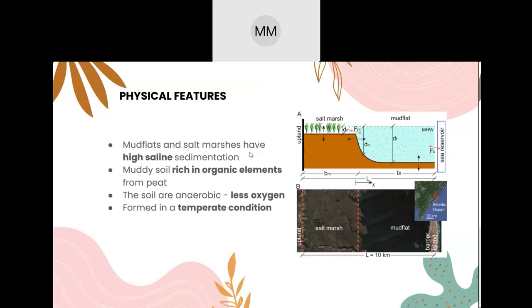So these are the physical features of the mudflats and salt marshes. They have high saline sedimentation because the sediments are flooded by tides regularly. The soil is muddy and rich in organic elements from peat. The soil is also anaerobic due to flooding, as flooding affects oxygen concentration in the substrate. And lastly, the salt marshes form in temperate conditions.